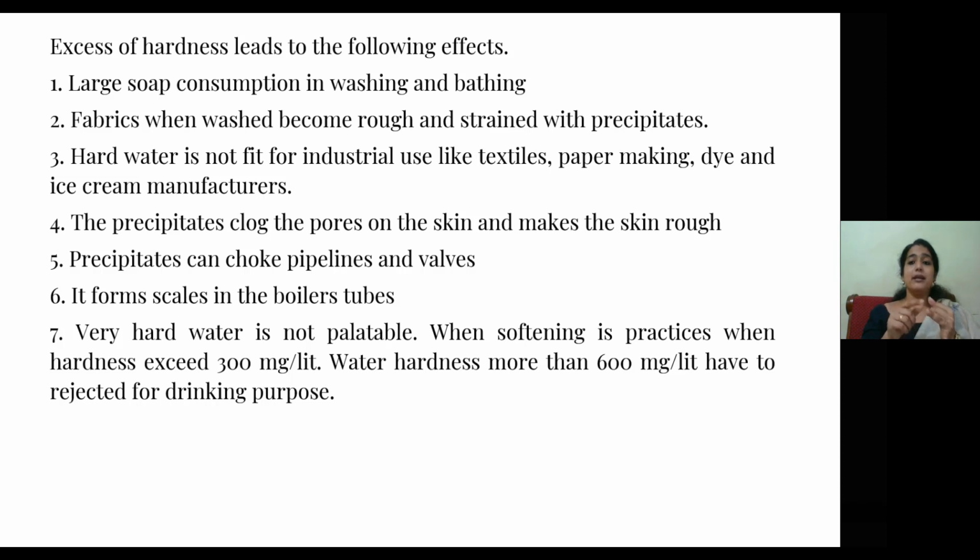textiles, paper making, dye and ice cream manufacturers. The precipitates clog the pores in the skin and make the skin rough. It will produce health effects also. And the precipitates can choke the pipelines and valves. That is, the hardness present in water will choke the pipelines and the valves in the water distribution system. It forms scales in the boiler tubes.